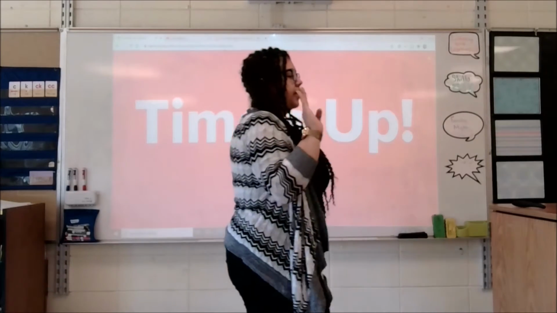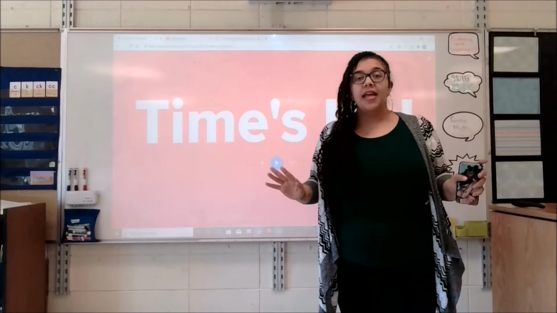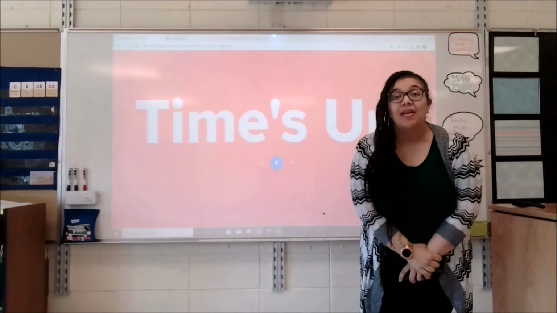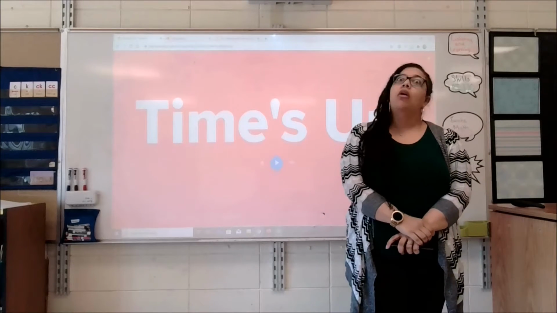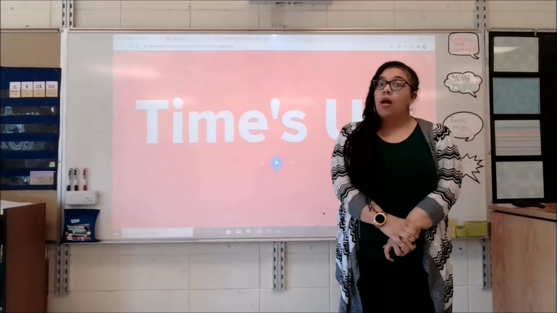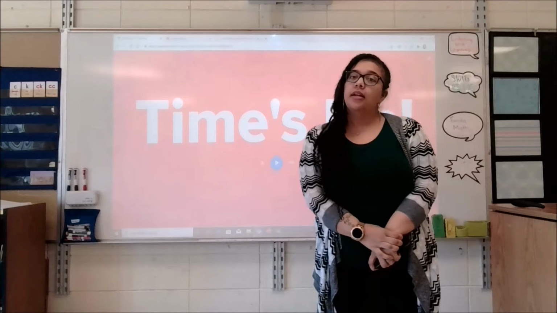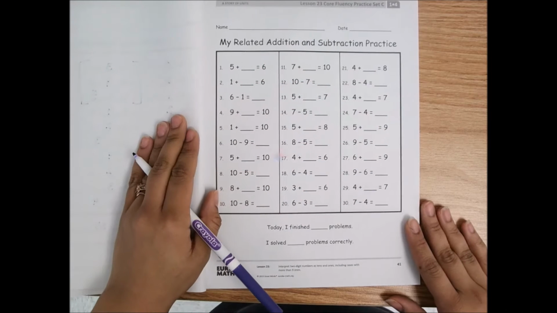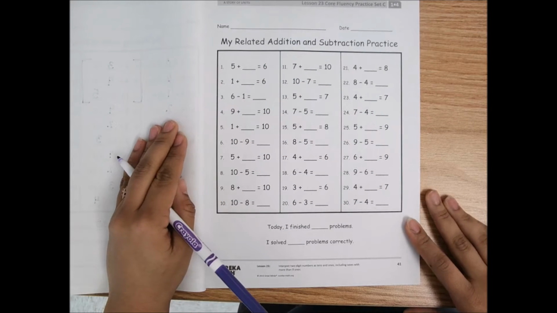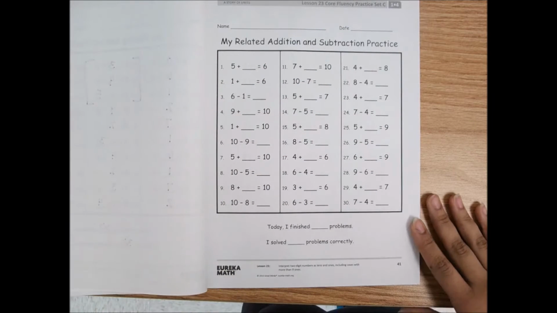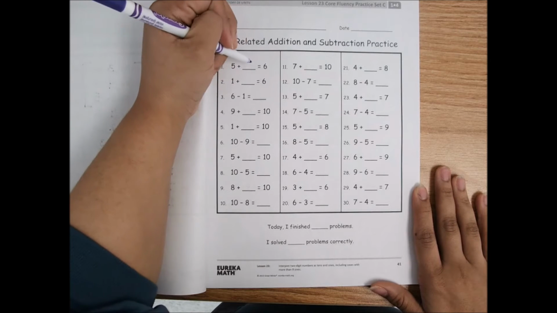Ding, ding, ding, ding, ding. That is the bell. That does mean time is up. I know you did your best work. So, let's go ahead and check and see how we did. Related addition and subtraction practice. Let's go ahead and check our work.